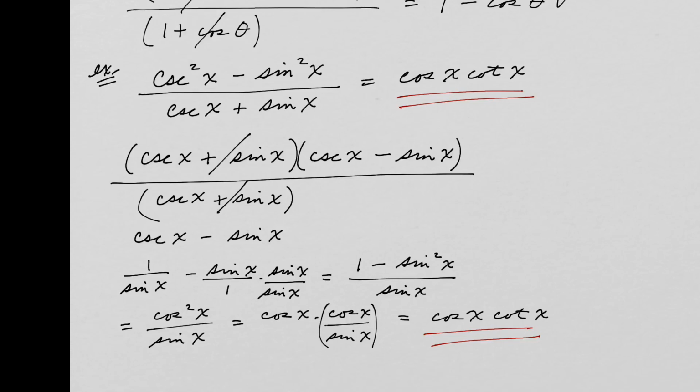So again, there's no easy way of explaining how to do this. You have to just apply different rules and try different things until you get the more difficult side to look like the easier side, right? Or somehow get both sides to look the same. Okay, let me do one more example.